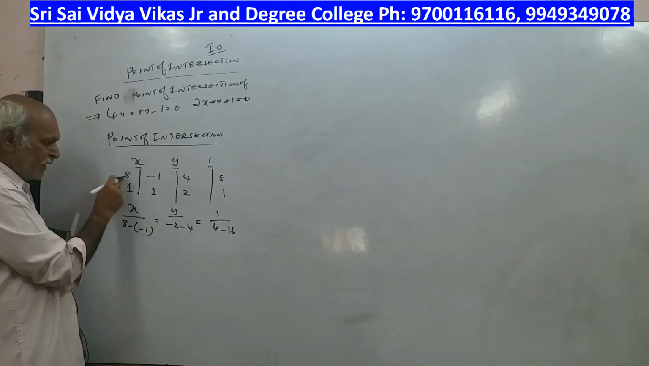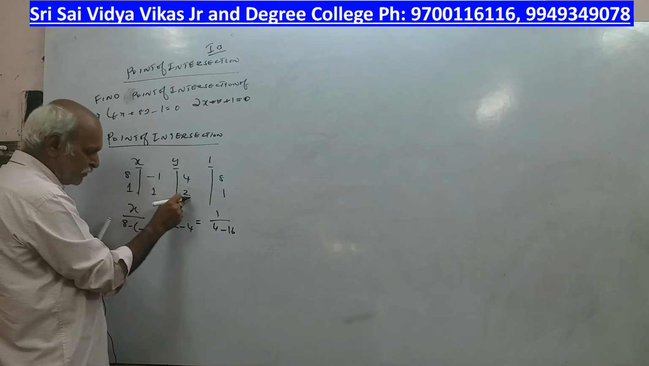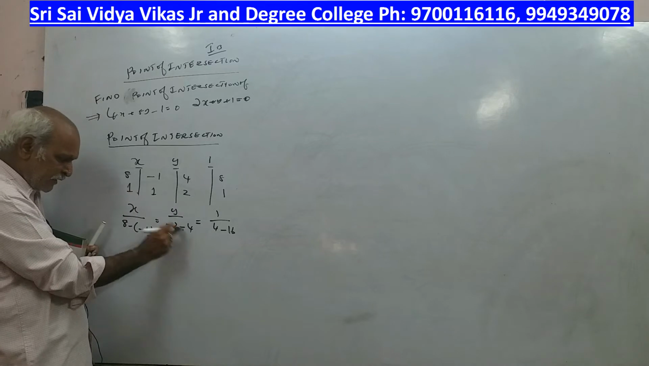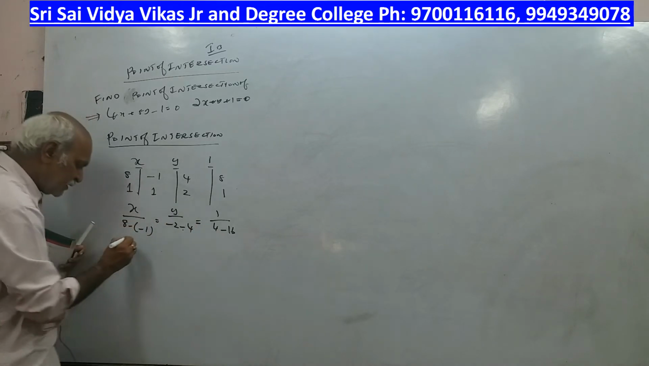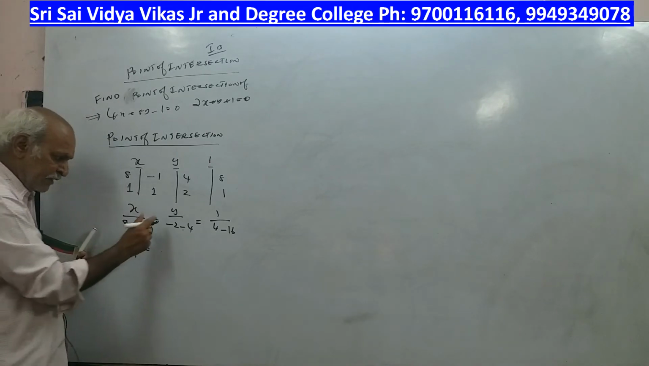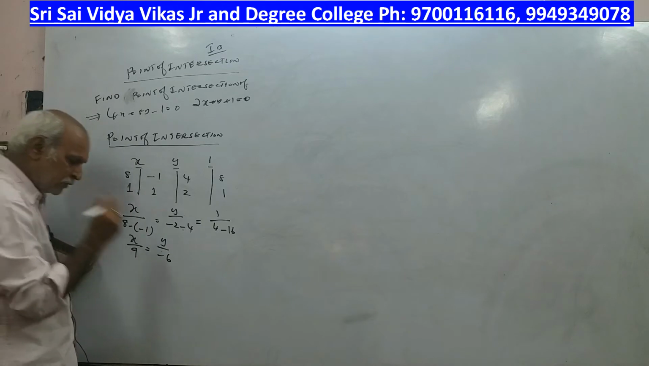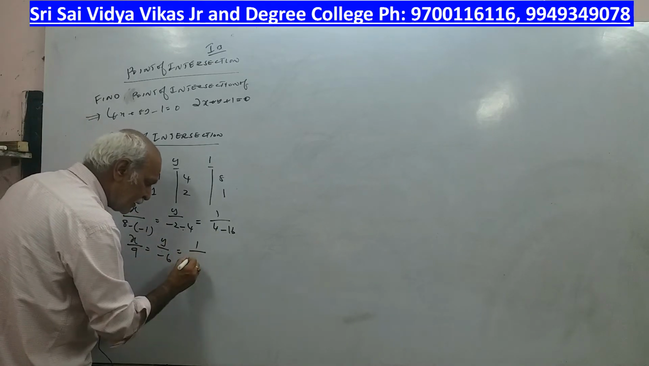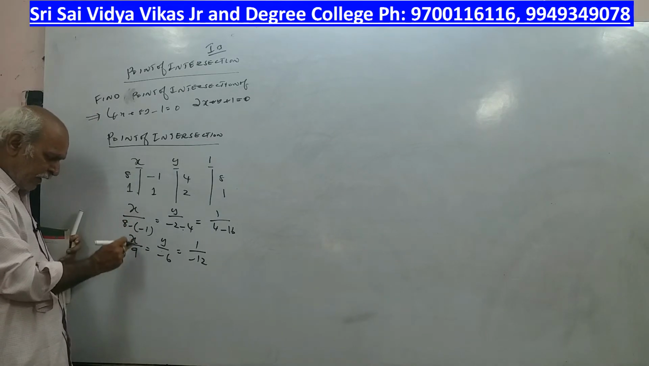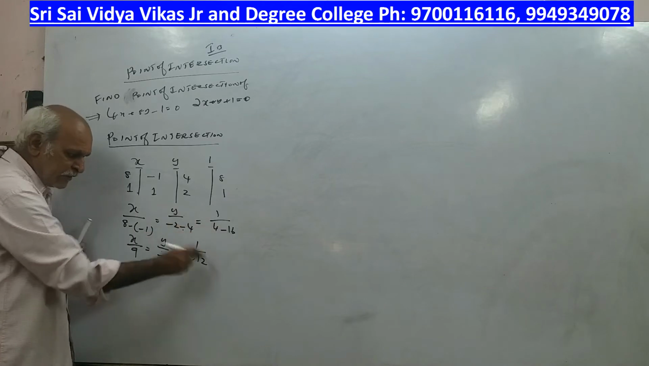So what I have done: 8 into 1, 8, 1 into minus 1, minus 1. Then similarly minus 1 into 2, minus 2, 1 into 4, 4. Always here a minus sign, here also a minus sign. So x by minus of minus is plus, 8 plus 1, 9. Here minus 2 minus 4 is minus 6, equal to 1 by minus 12. Again minus of minus is plus, so 8 plus 1 is 9. Similarly minus 2 minus 4, minus 6. 4 minus 16, minus 12.